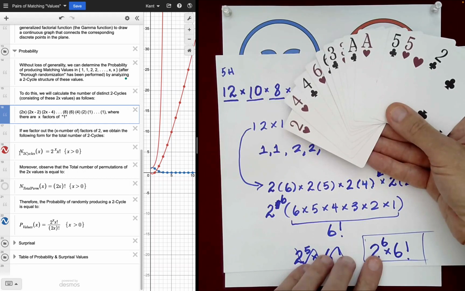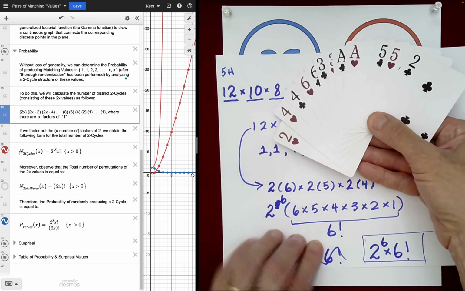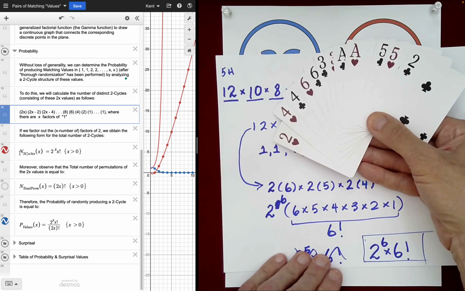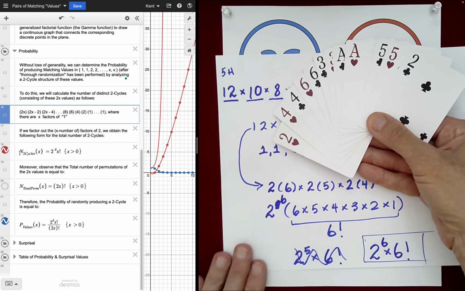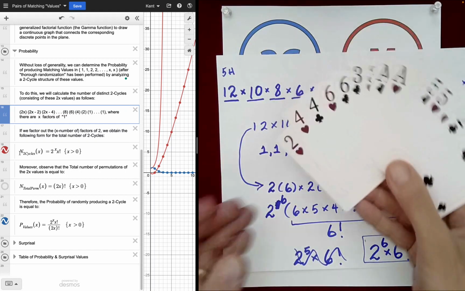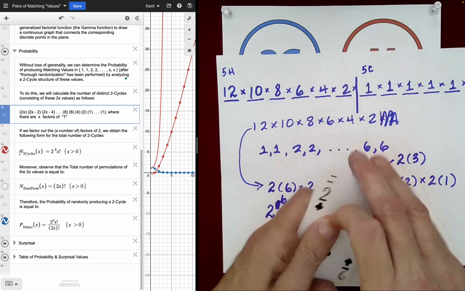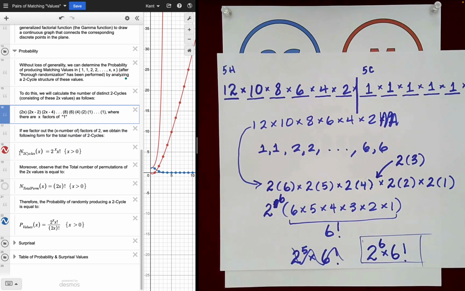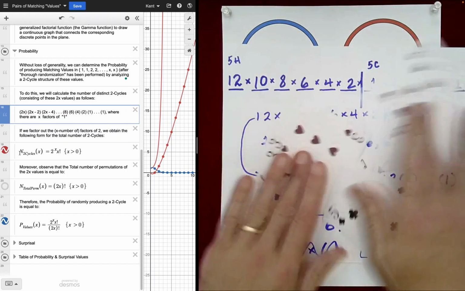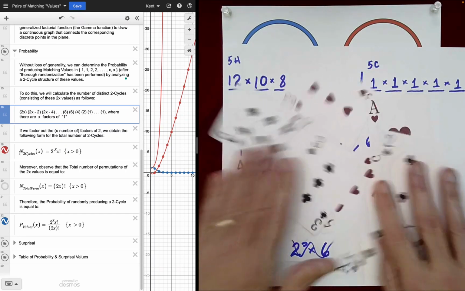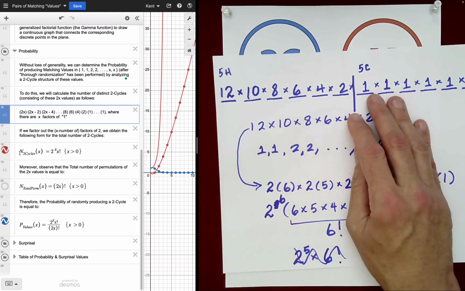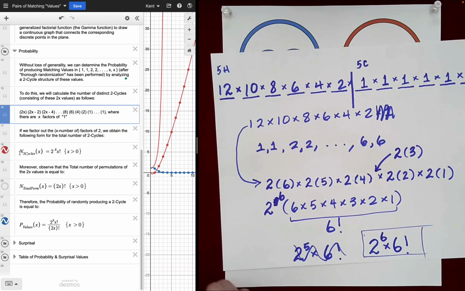And I guess we could figure out what this is. 2 to the 6 times 6 factorial. It's a pretty big number. Okay, and in fact, go ahead and calculate that to get an idea of how many ways you can create a 2-cycle given these cards right here. Okay, now to get a probability though, what's the probability that we would just take these cards here and mix and mix and mix and mix, and then, when we're done mixing, lay them out and find that they form a 2-cycle relative to card value?